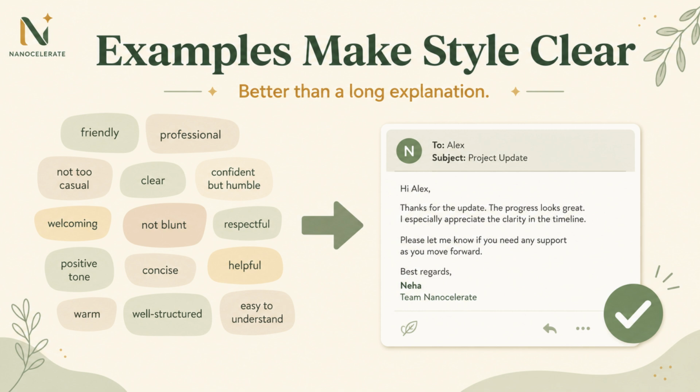That one example tells AI many things at once. It shows your sentence length, your word choice, your tone, how you start, how you end, how formal or simple you sound. One good example can explain your style better than a long paragraph of instructions.